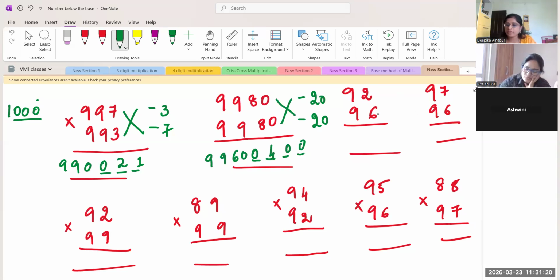Right, and 92, 96. It is near to the base 100. 92 minus 100 is minus 8. 96 minus 100 will be minus 4. 100 means 2 zeros, right? So just 2 places, which will be accommodated by 8 fours are 32. Minus 8 into minus 4, I'm doing, that is plus 32. And then do the cross addition. 92 minus 4 will be 88. 96 minus 8 also will be 88. Just write that. That's it.